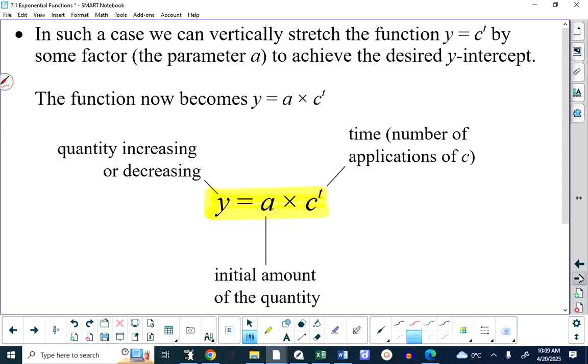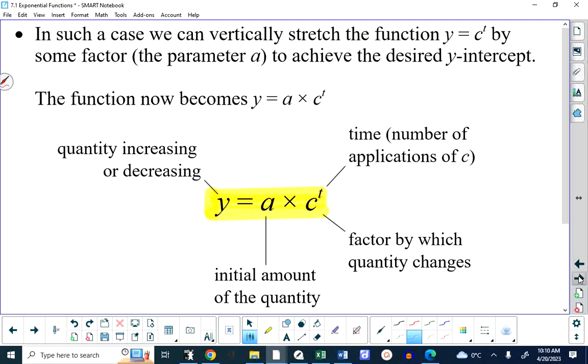So in this formula, y is the quantity that's growing or shrinking. T is the time. It's the number of applications of C. If C is 4, then it's 4 15-day periods, or it's 4 doublings, or it's 4 compound interests. And A is the initial amount. So here's the final example.